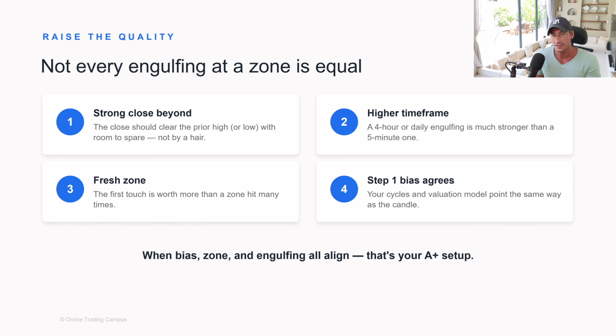And 4, the big one. My bias from step 1 agrees with the trade. My cycles, my evaluation models, CUT, everything all pointing the same way as the pattern. When the bias, the zone, and the engulfing all line up, that is your best setup. Those are the ones worth waiting for.